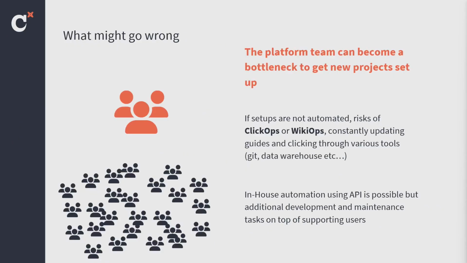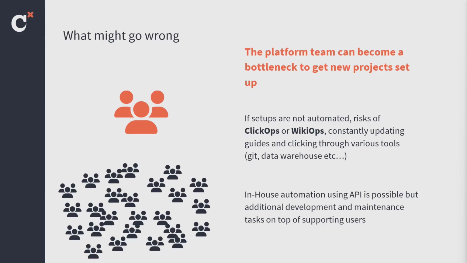And then this can still go wrong. What might happen if you don't focus on the technology part of this people, process, and technology, you have this central team, this platform team. But if you don't invest on the technology side, on the automation side, what you can have is what's called ClickOps and WikiOps.